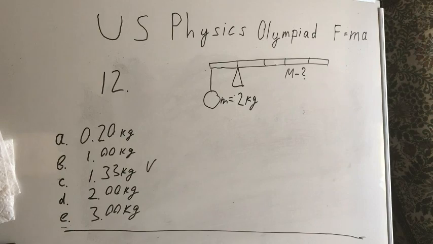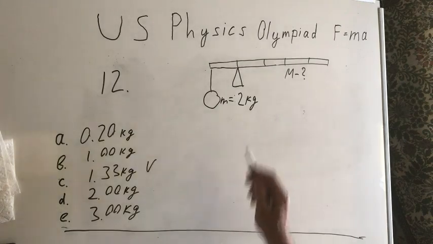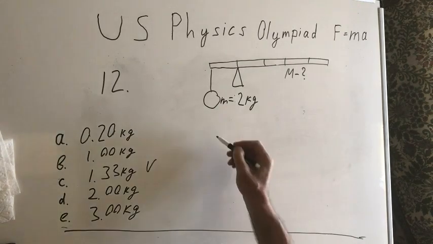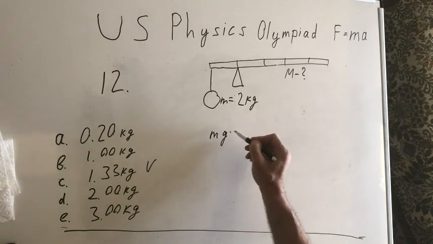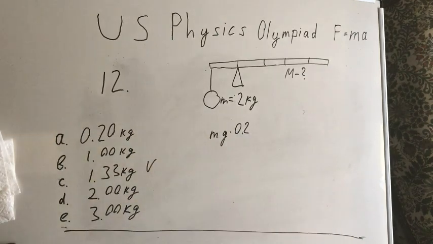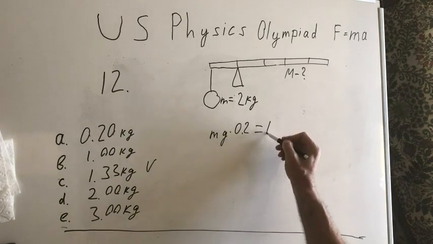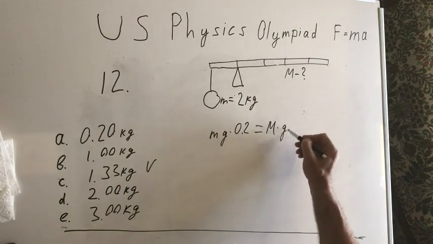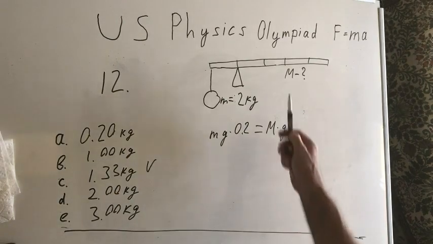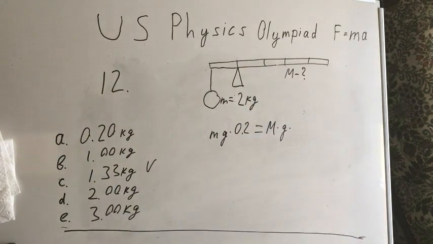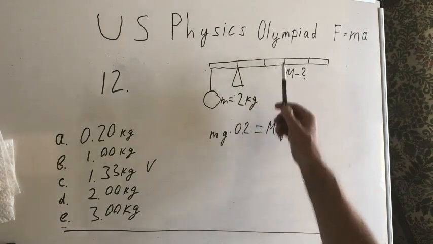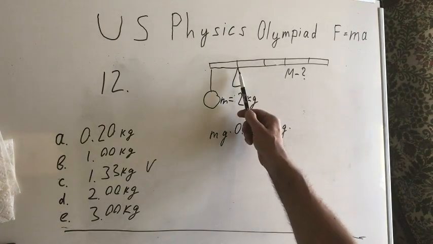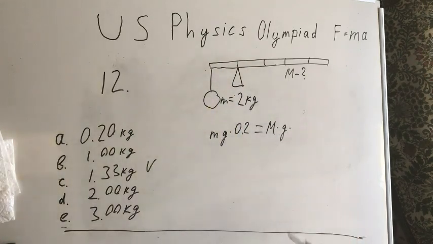To solve this problem we need to write the equation for static equilibrium. So for this we need to write torque from the left, which is mg by 0.2 meter, and that's equal to the unknown mass m g multiplied by the distance from the center of gravity for this stick, which is right in the middle of the stick. So it means that this distance is 0.3 meters.